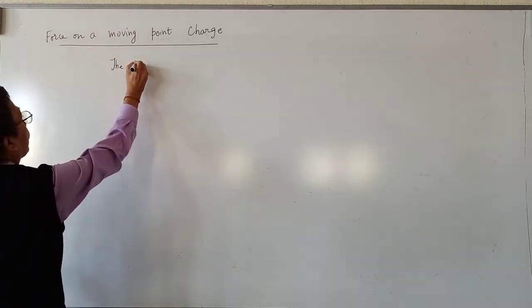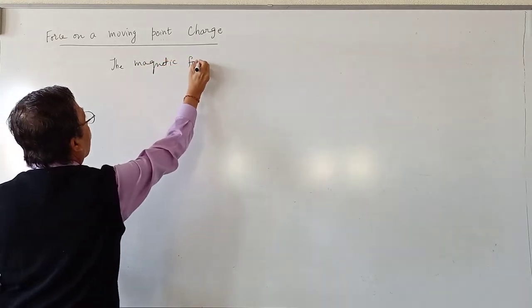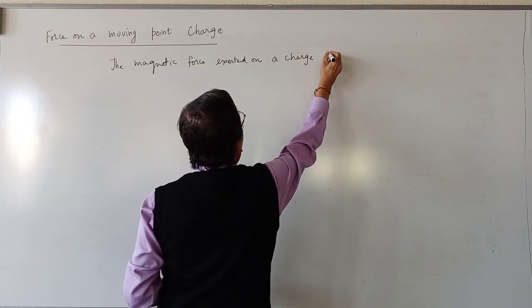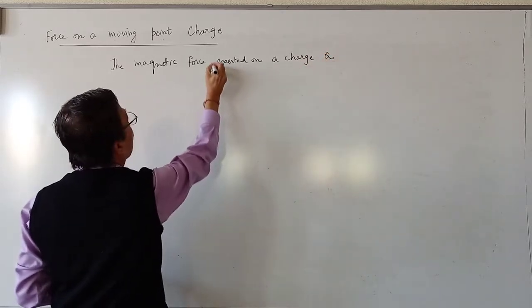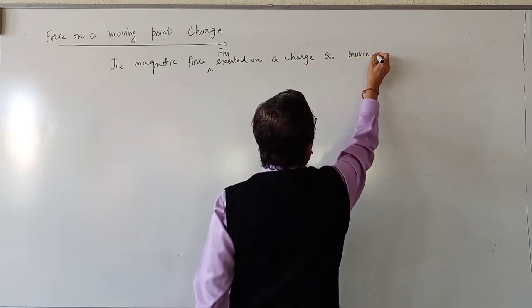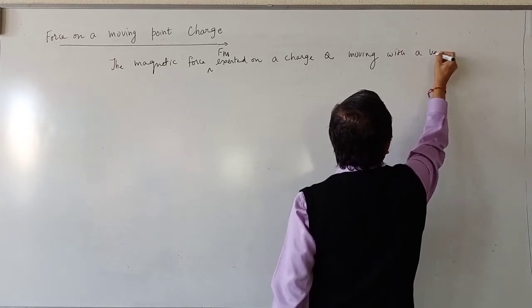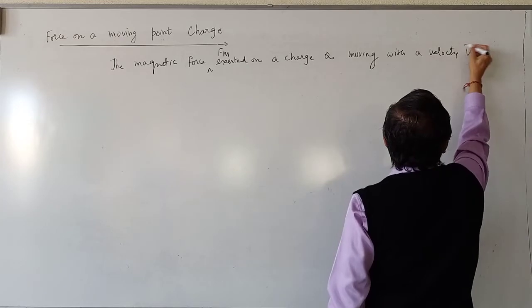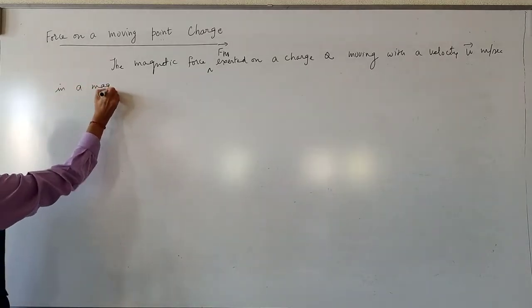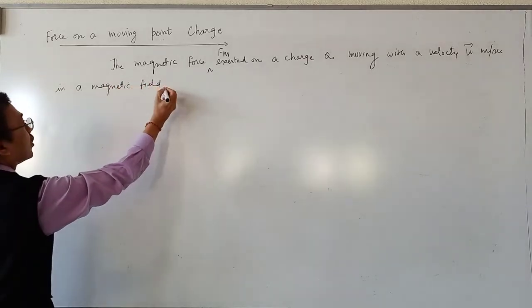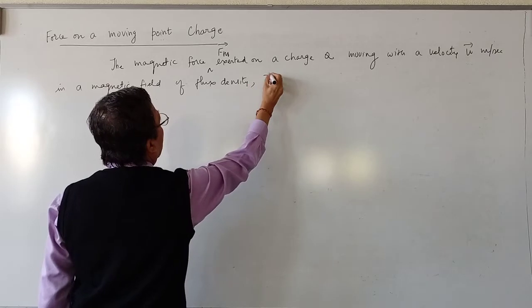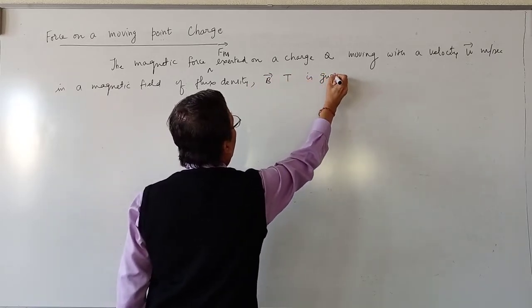The magnetic force, I'll write it as vector Fm, exerted on a charge q moving with a velocity vector u meters per second in a magnetic field of flux density vector B Tesla is given by.